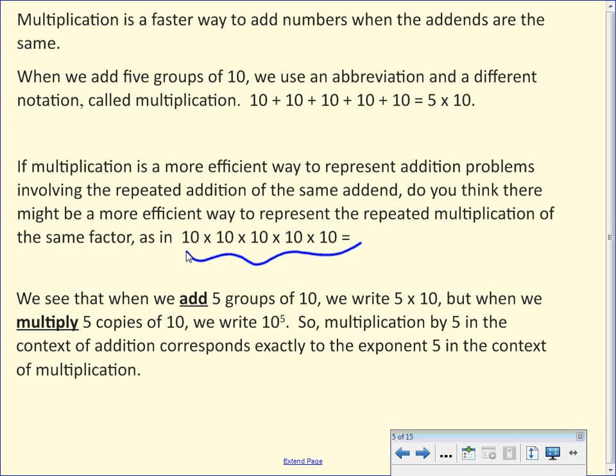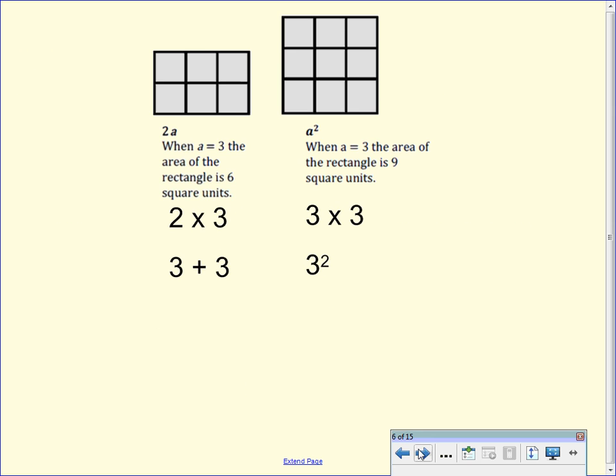10 times 10 times 10 times 10 times 10. I still have 5 groups of 10, but it's different now. When we added 5 groups of 10, it was 5 times 10. So when I'm multiplying 5 copies of 10, you write it like this. Does anybody know how to read that? Close. That would be 10 to the 5th power. Let's take a look at what that means and how it's different from regular multiplication.